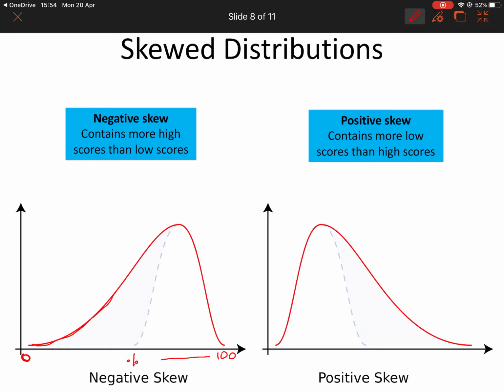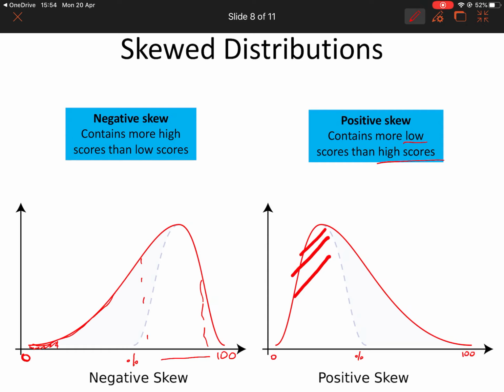So I want you to imagine here a really easy test where most students, the majority of students, have done really well and have achieved really high scores, with a few achieving very, very low scores on the test. Let's then just change for a moment to look at a positively skewed distribution. Again, let's take percentage on a test as our distribution of scores. We can see with a positive skew, it contains more low scores than high scores.